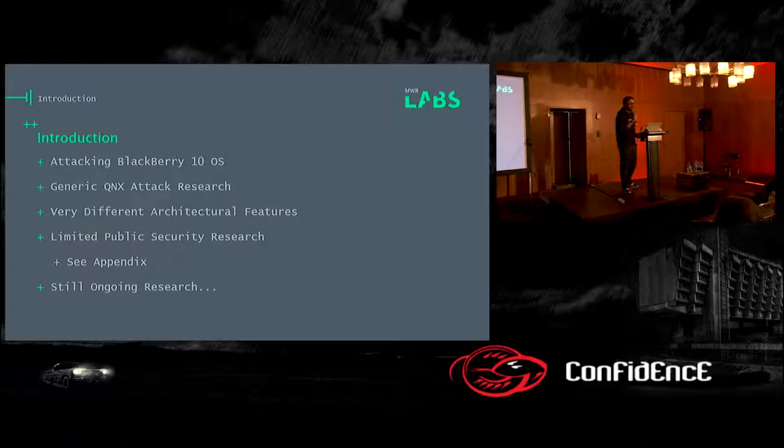So we decided to look at Blackberry 10 OS, but we quickly realized that Blackberry 10 OS runs QNX under the hood. Basically, Blackberry 10 OS is a modified version of QNX. So we had to get familiar with a bunch of concepts from the QNX operating system. Most of these concepts, to be honest, I've never seen before. And that's the reason we had to learn the QNX operating system, how it works.